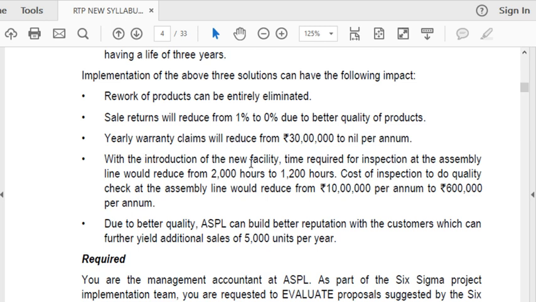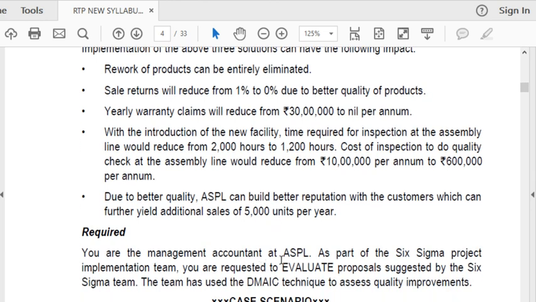With the introduction of the new facility, time required for inspection at the assembly line would reduce from 2000 hours to 1200 hours. Cost of inspection to do quality check at the assembly line would reduce from 10 lakhs per annum to 6 lakhs per annum. Due to better quality, ASPL can build a better reputation with the customers, which can further yield additional sales of 5,000 units per year. So you are required to.